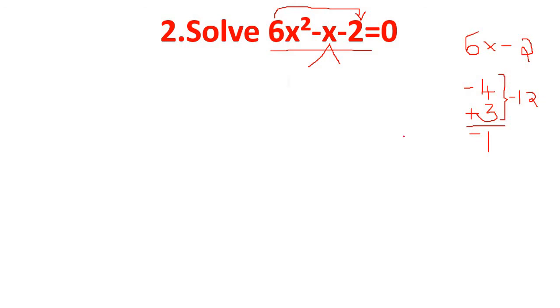So let us write this as 6x square. First write plus 3x, then write minus 4x. Then it is easy to take the common factor.